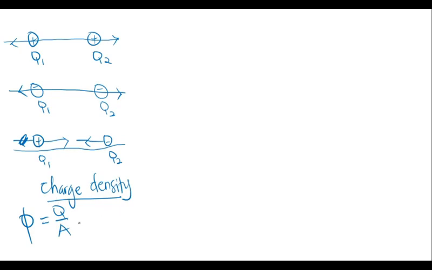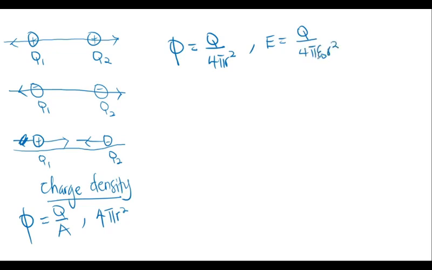Now the area, we assume the body to be in a spherical form. So the area that it will occupy is given to us by 4 pi r square. So it means we can write our charge density as Q divided by 4 pi r square. If this holds true, we know that electric field intensity is Q divided by 4 pi E naught r square.